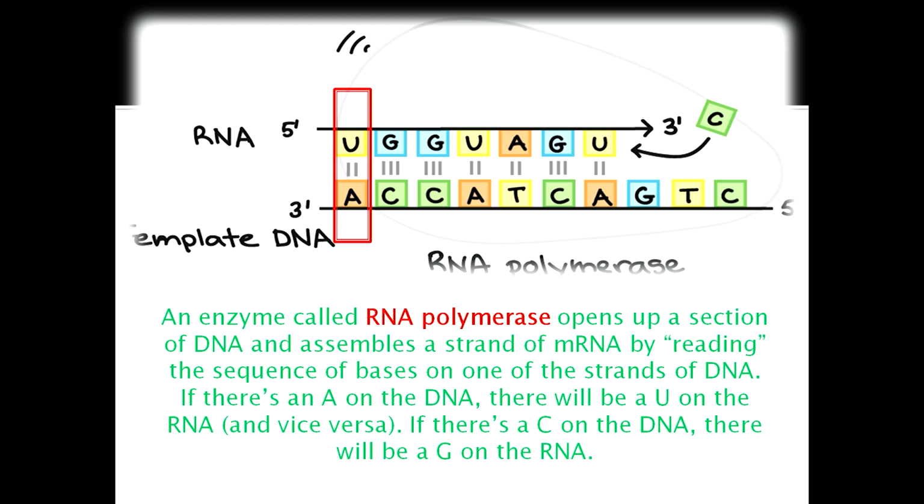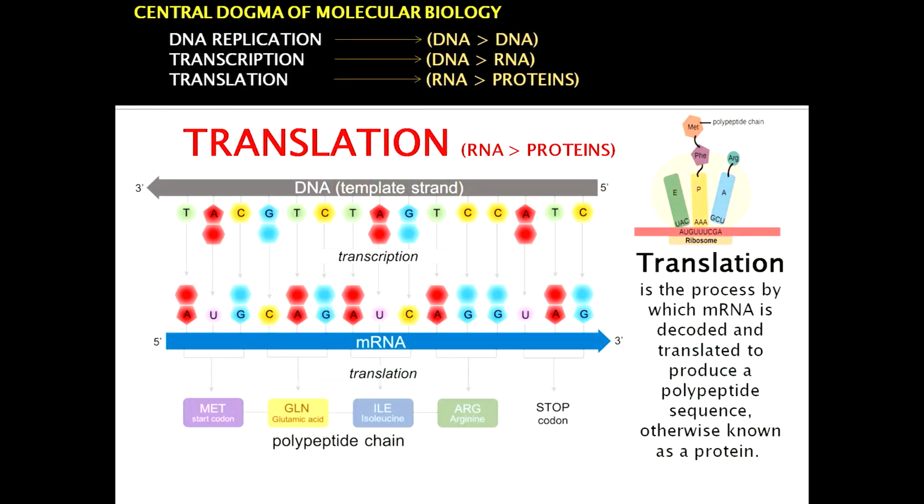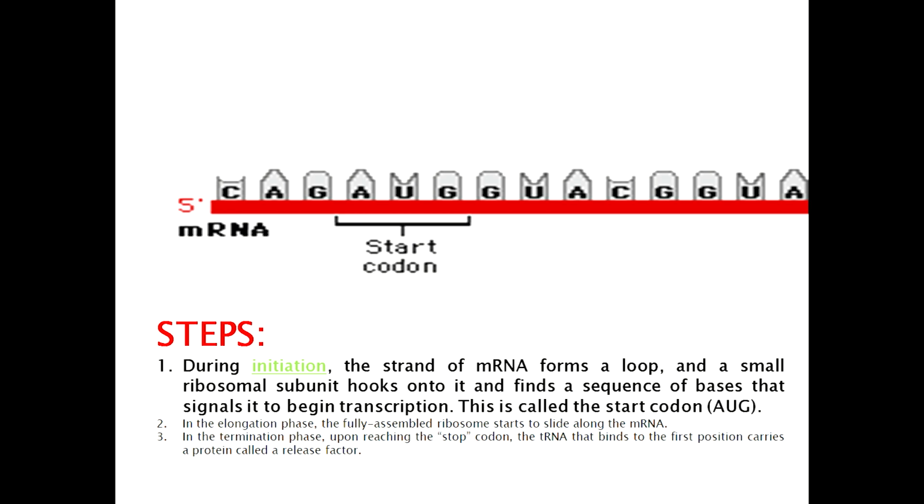strand for mRNA. Last and third process, from RNA to make new proteins, that's called translation. Translation is the process by which mRNA is decoded and translated to produce a polypeptide sequence na tinatawag nating protein. It also undergoes three steps. Unang step, the initiation phase.